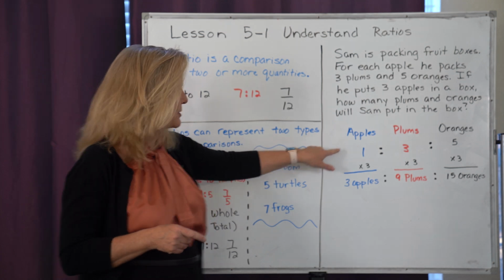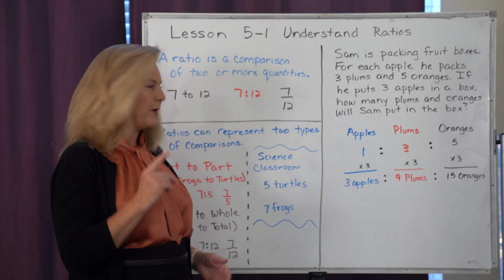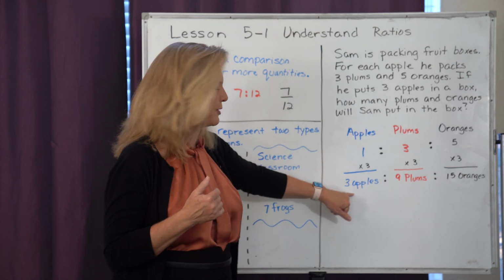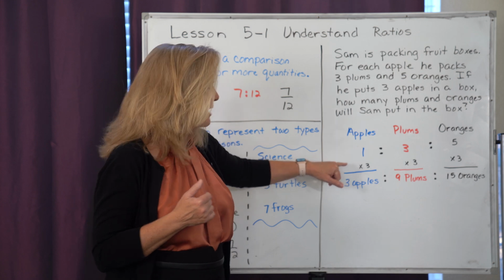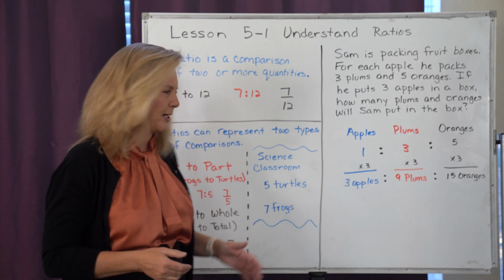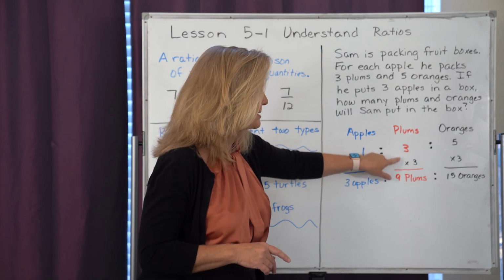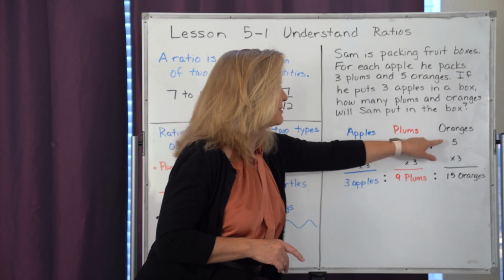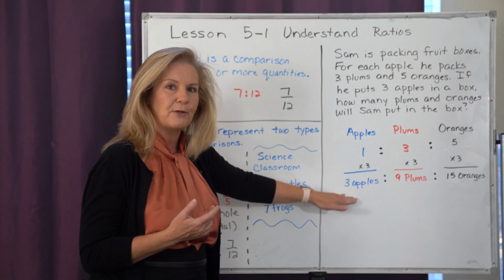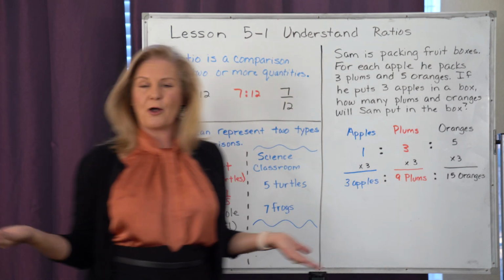If we know our apples are 1 compared to 3 compared to 5 with our plums and oranges, and we want to know if we have 3 apples, we think to ourselves, how did we go from 1 to 3? Well, we multiplied by 3. And whatever I do on one part of my ratio, I have to do the exact same thing to the other parts of my ratio. So if I did 1 times 3 to make 3 apples, then I have to do 3 plums times 3 to make 9 plums, and I have to do 5 oranges times 3 to make 15 oranges. So if he packed 3 apples, he had to also have packed 9 plums and 15 oranges. That's all there is to ratios.